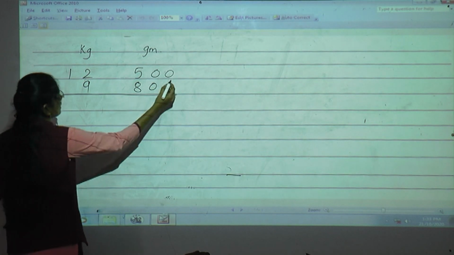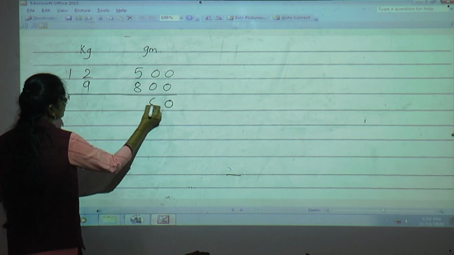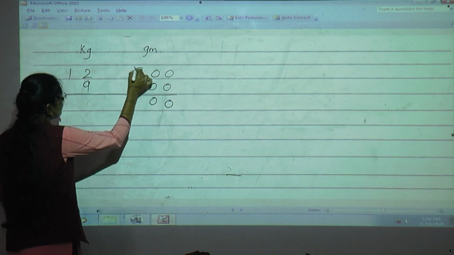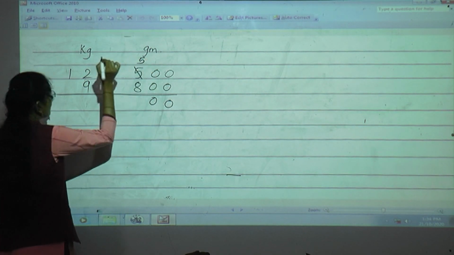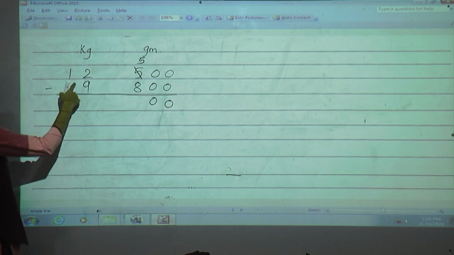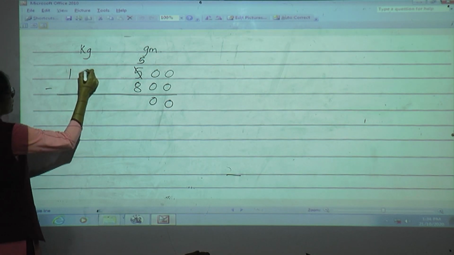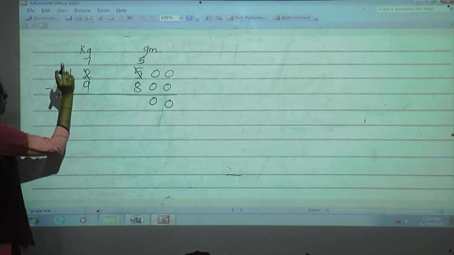Okay. See, 0 minus 0, 0. Here also 0. Here 5 minus 8. 5 minus 8 is not possible. Why? Because 5 is smaller than 8. So what we do? Just cut this 5, write as it is. Then go to the neighbor. Here 2 is there. So take 1 borrow from this 2. So 2 minus 1, 1. Here 1 will remain.